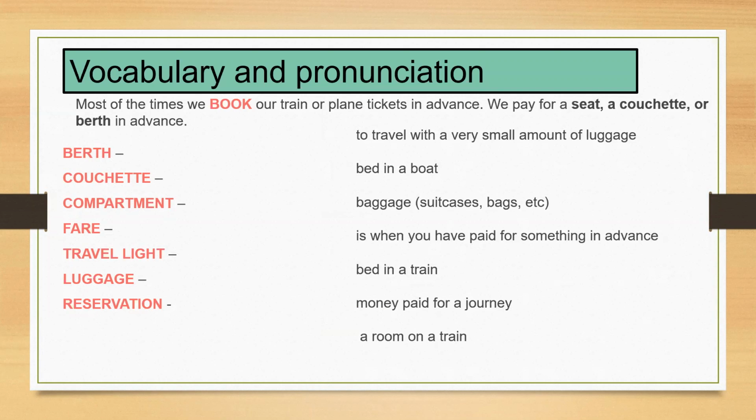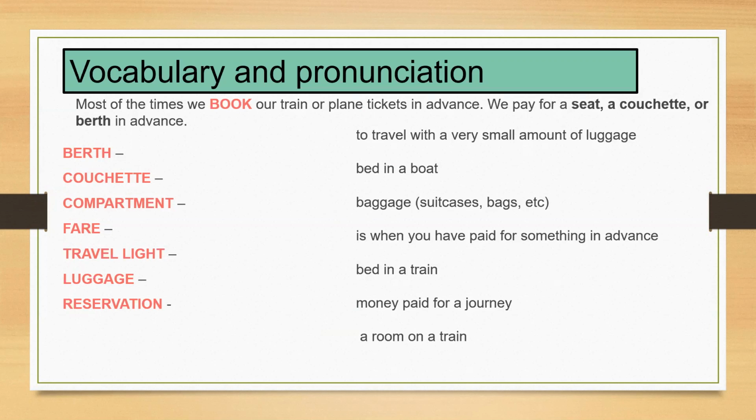So let's see what's the meaning of each one. Berth, couchette, compartment, fare, travel light, luggage, and reservation. Okay, and we have in the other column the definition of each one. So what do you think a berth is? Let's review each of the definitions. So we have on the right column.